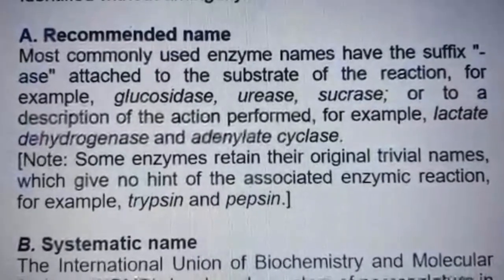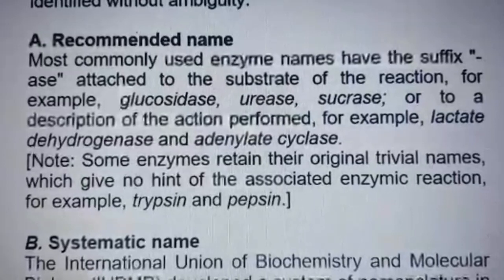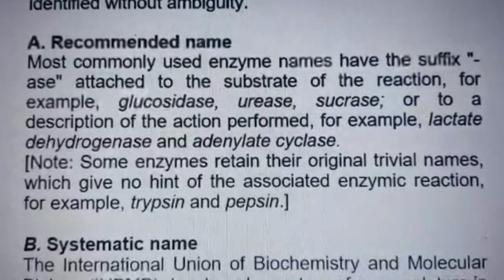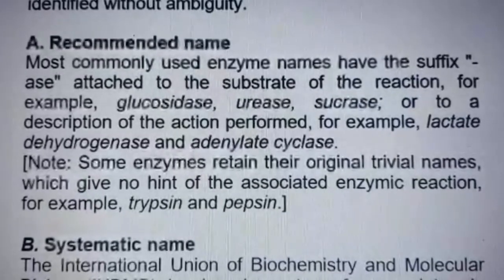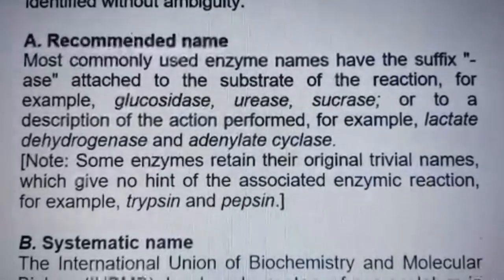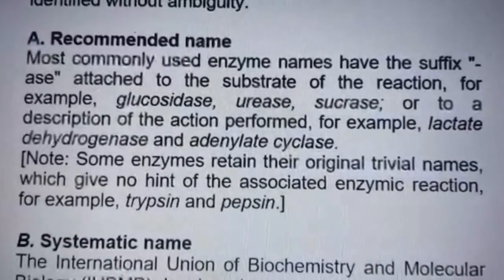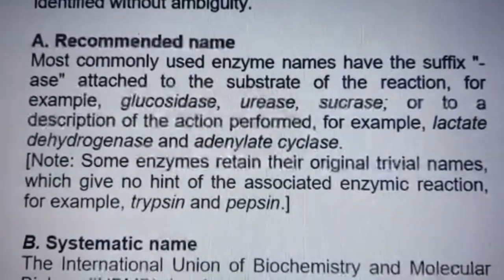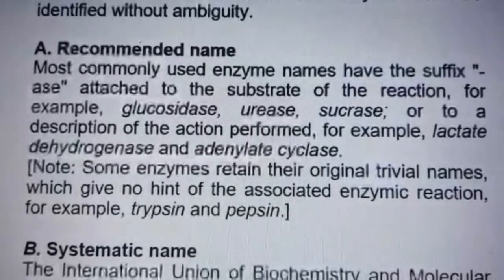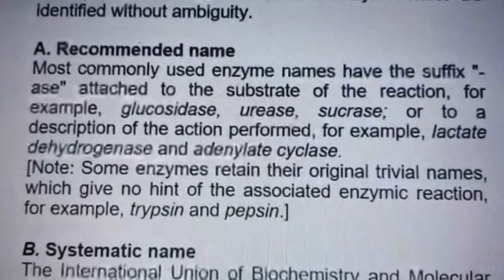So first of all, we will discuss the recommended name. We all know that the name of an enzyme ends with a suffix called ase. These are the most commonly used names for the enzyme. It depends upon the substrate to which it binds and converts into a product. For example, glucosidase, urease, sucrase, etc. As the name suggests, urease shows that it acts on urea. Sucrase acts on sucrose, glucosidase acts on glucose.